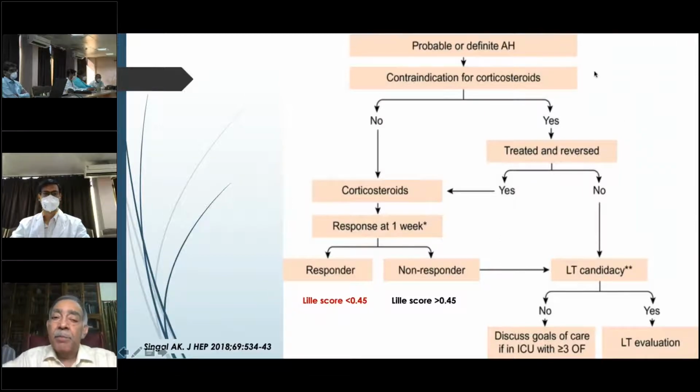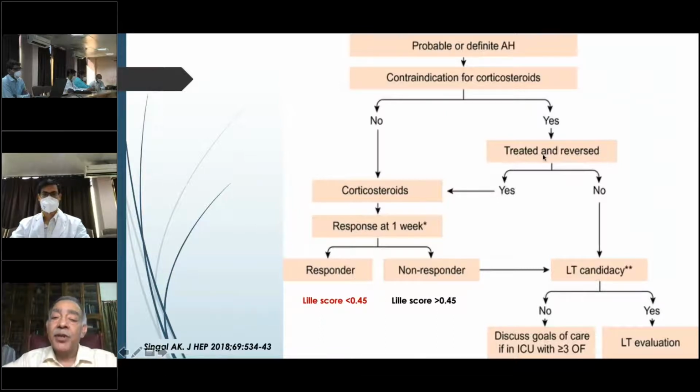So currently, the preferred algorithm is that in people with probable or definite alcoholic hepatitis, they are assessed for contraindications to corticosteroids, and if none are present, steroids are started as shown, and their response at 1 week is assessed by calculating something called the Lille score. In responders, this falls below 0.45, and in non-responders, it is above this number.